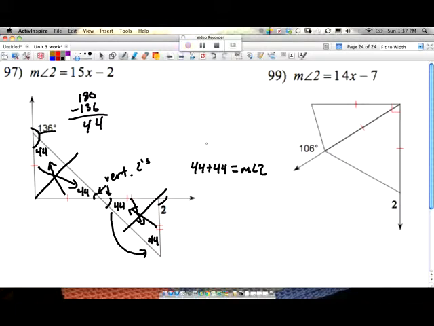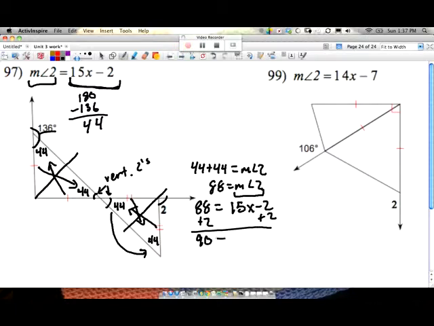Wait a second. Oh, so it's saying solve for x. Okay, well, let's figure this out. This is going to be 88 equals measure of angle 2. I thought this was easy, but now I got some algebra to do. 88, then I'm going to substitute this measure of angle 2 here for its algebraic form, the 15x minus 2. Because now I have to figure out what x is. Well, I add 2, I get 90 equals 15x, and when I divide by 15, I should get, it goes in there 6 times. Because 30 goes in 3 times, so 15 goes in 6 times. So 6 is x. Boom!